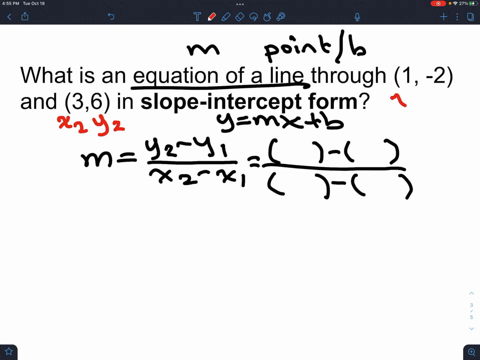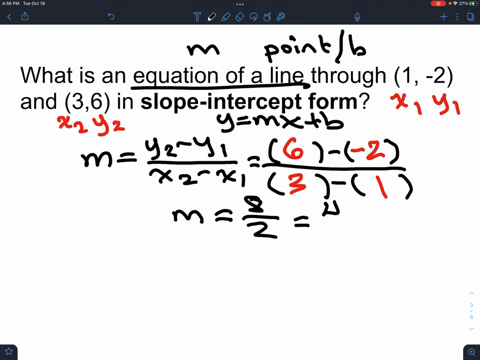So this is going to be the second point. This is going to be the first point. Oops. I always mess that up. y2 is 6, y1 is -2, x2 is 3, x1 is 1. So m is 8/2, which is 4.